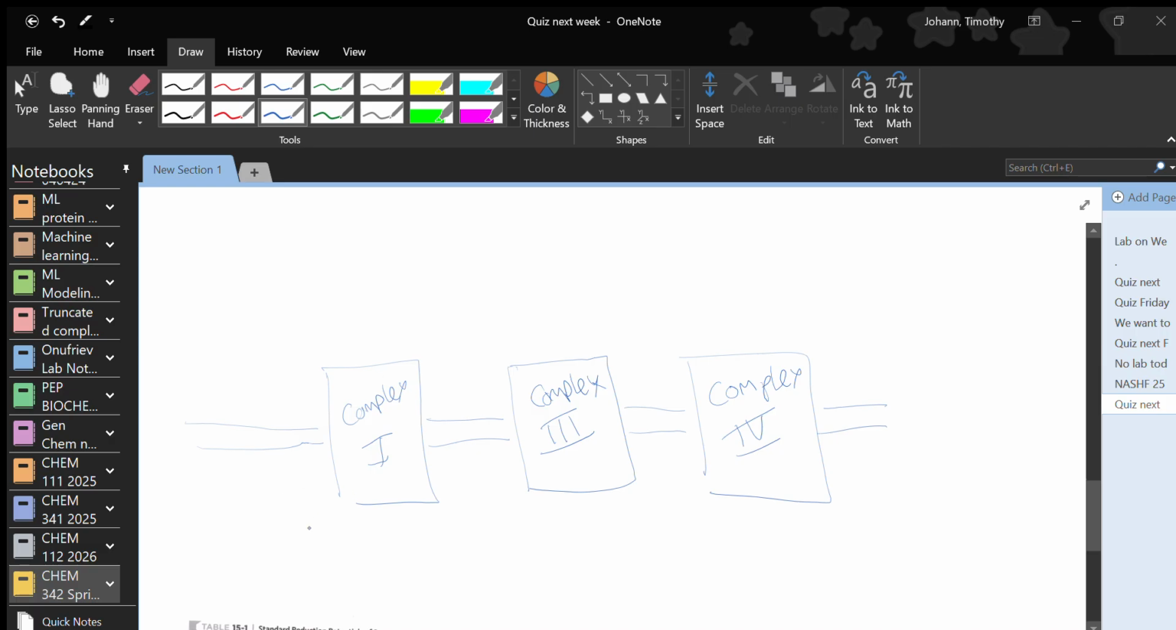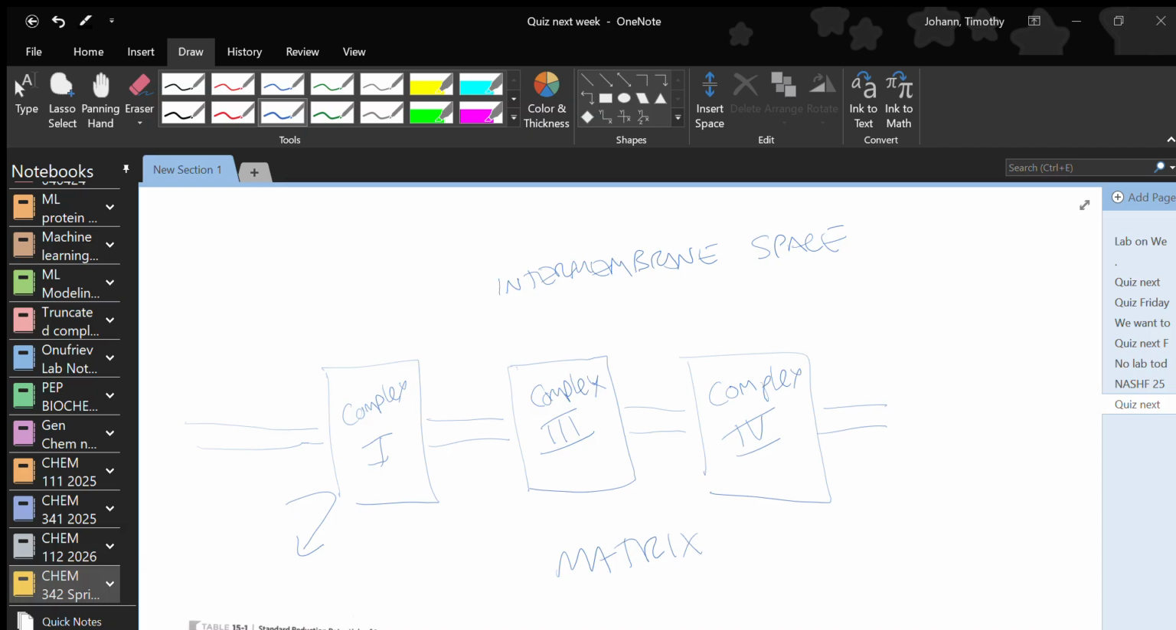And then what we have here is the intermembrane space, and this is the matrix. For this figure, previously I hadn't been super careful. I am going to make sure I get things on the right side of the membrane. I don't care if you get it right, but I'm going to get it right here.